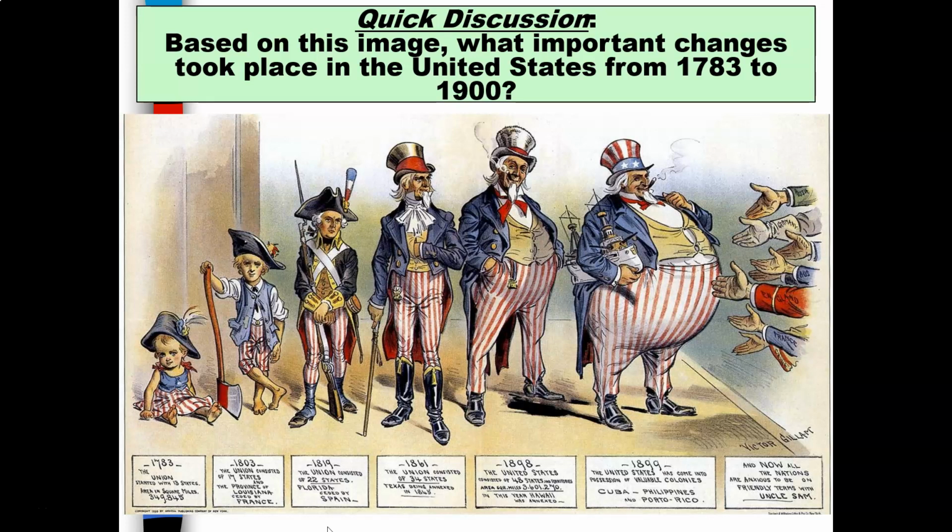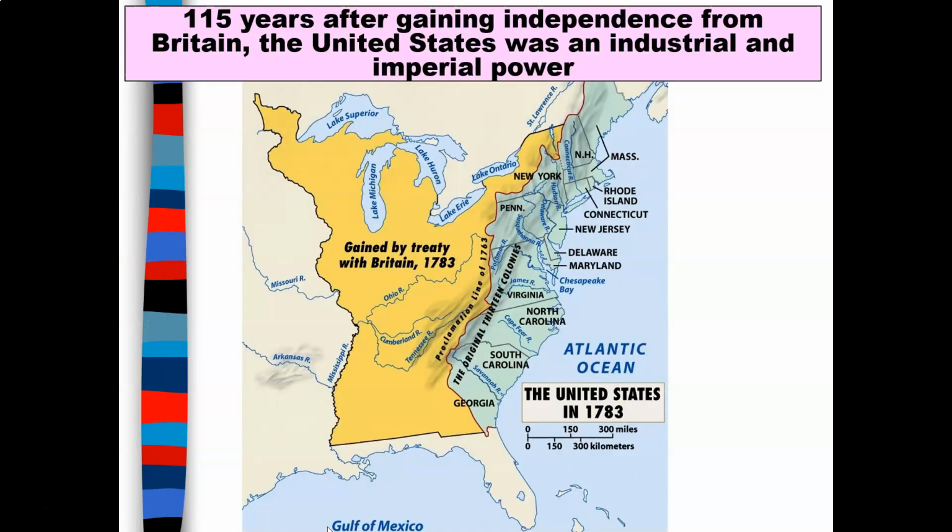You're more than welcome again to pause this video so that you can analyze this political cartoon. 115 years after gaining independence from Britain, the United States was an industrial and imperial power. As you can see here, the original 13 colonies on the map to the right, and then in 1783, the United States was able to double its size after signing the treaty with Great Britain. This is how the United States started to expand from the Atlantic Ocean heading towards the Pacific Ocean.